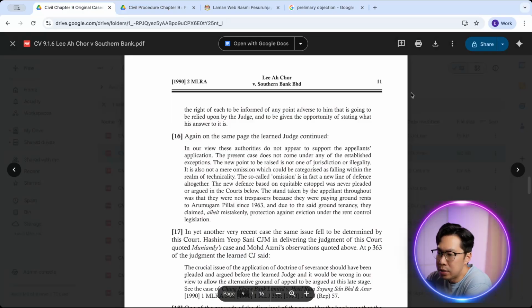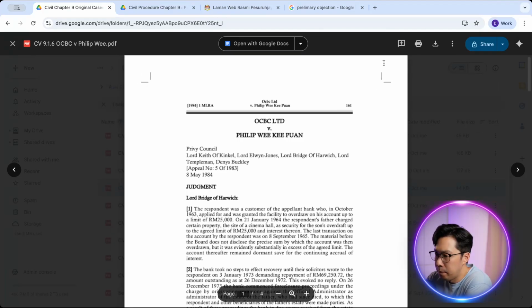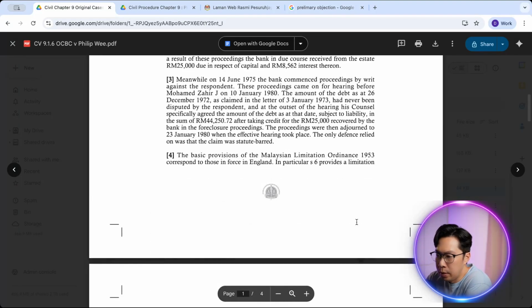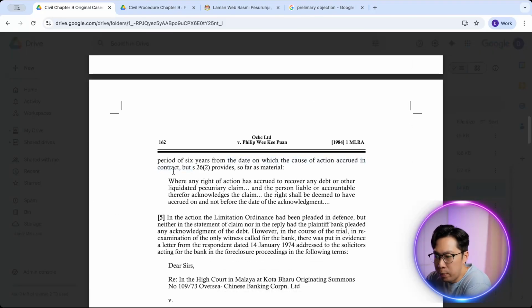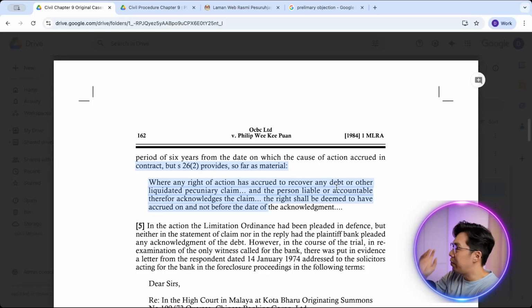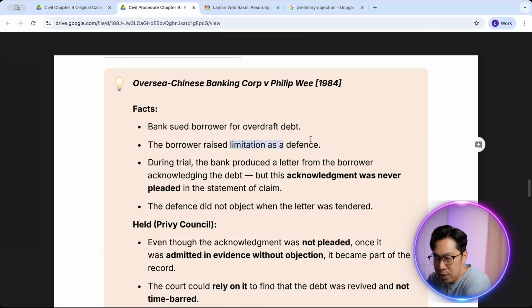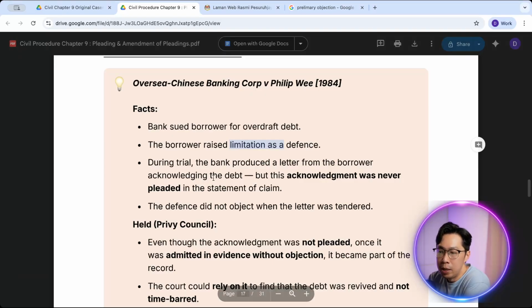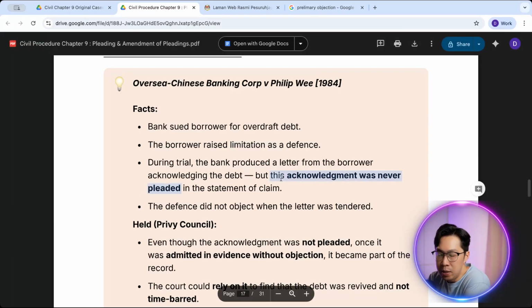Because if you look at this one, OCBC, Philip Wee. Limitation, okay, section 6. And you have section 26 sub 2. Remember this one? Where if you text someone who owes you a debt after limitation, he says, okay, I remember, then the time starts to run again. Remember that section 26? So this is what happened. The borrower raised limitation as a defense and said, hey, bank, you cannot sue me. The bank said, no, you did acknowledge and say that you owe me. So time restarts again. But this thing was never pleaded in the statement of claim.